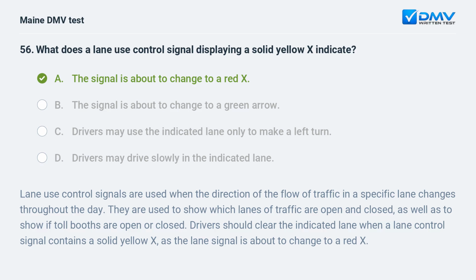Lane use control signals are used when the direction of the flow of traffic in a specific lane changes throughout the day. They are used to show which lanes of traffic are open and closed, as well as to show if toll booths are open or closed. Drivers should clear the indicated lane when a lane control signal contains a solid yellow X, as the lane signal is about to change to a red X.